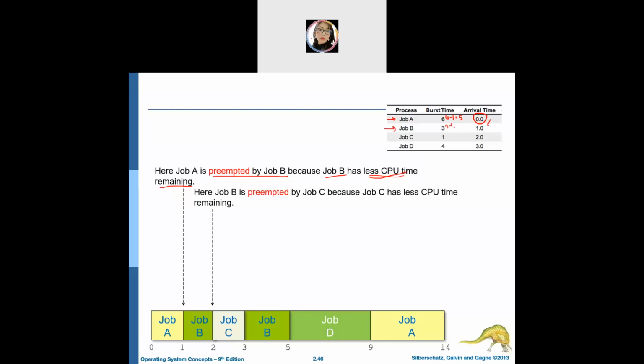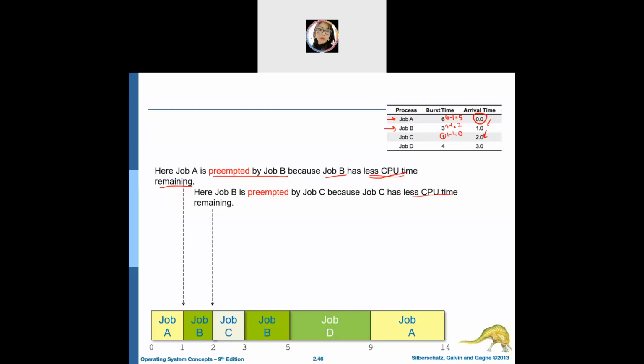One cycle, suddenly you're going to be preempted also by C because you're going to see its arrival time at 2. And this job also has less CPU time, which is only 1. So you have 1 minus 1 equal to 0 later on after you finish.